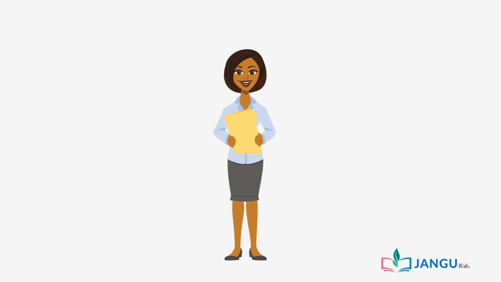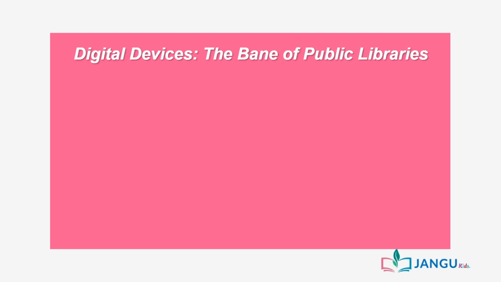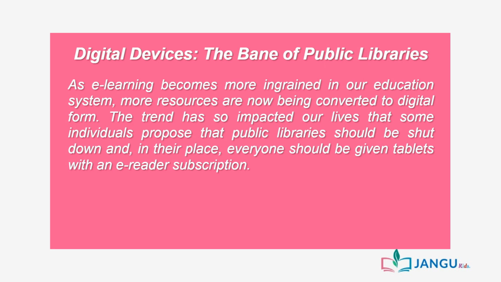Now that we have learned this much about types of compositions and the tips we need to consider when writing compositions, let's attempt to write an argumentative essay. The title of our composition is Digital Devices, the Bane of Public Libraries. As e-learning becomes more ingrained in our education system, more resources are now being converted to digital form. The trend has so impacted our lives that some individuals propose that public libraries should be shut down, and in their place, everyone should be given tablets with an e-reader subscription.